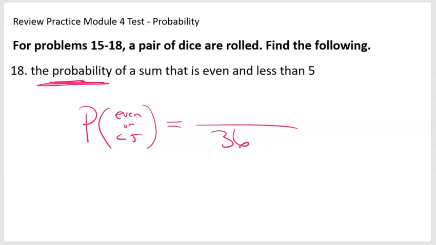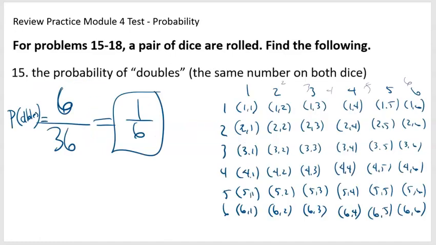Now, if we just count the ones that are even or less than 5, let's go back and look. And I'm going to highlight, let's do different colors, okay? Even means they add to be an even number. For example, 1, 1 is even because it adds to be 2, but 2, 1 and 1, 2 add to be 3, so I'm not going to highlight it. 3, 1, 2, 2, and 1, 3, they add to be 4. But the next diagonal adds to be 5, so I'm not going to highlight it. But 5, 1, 4, 2, 3, 3, 2, 4, and 1, 5 add to be 6. Whereas that longest diagonal, 6, 1, all the way through 1, 6, adds to be 7, which is odd.